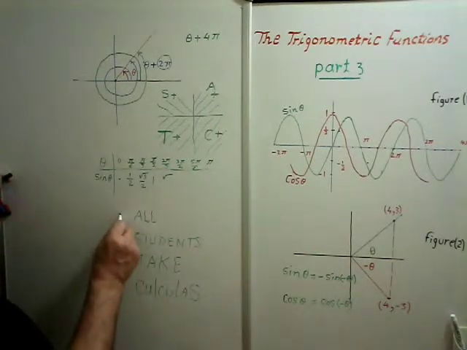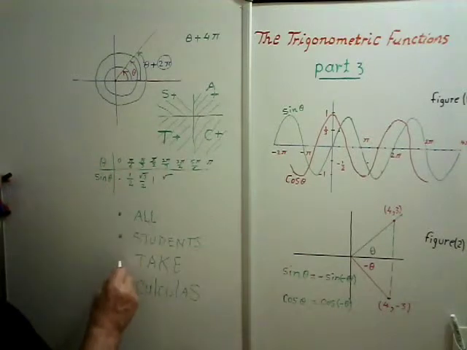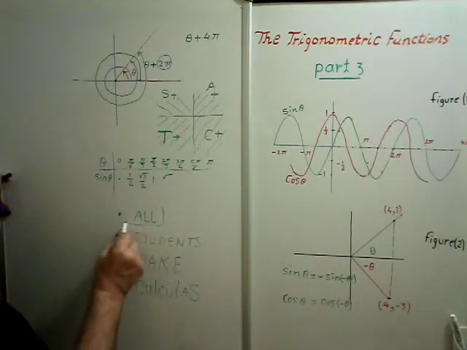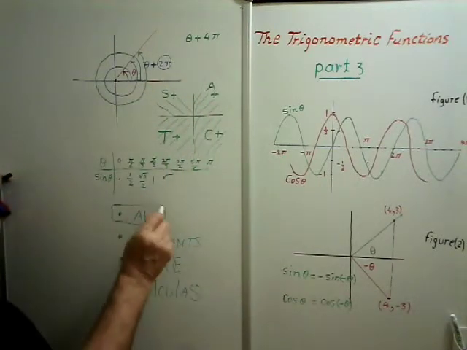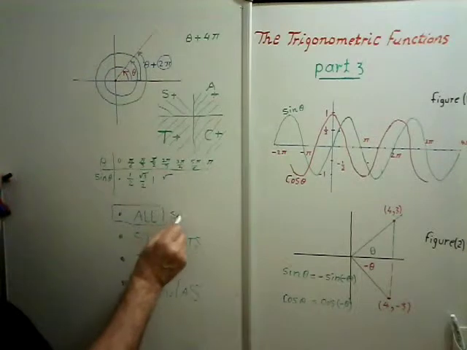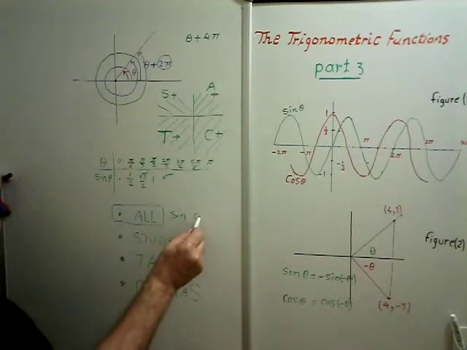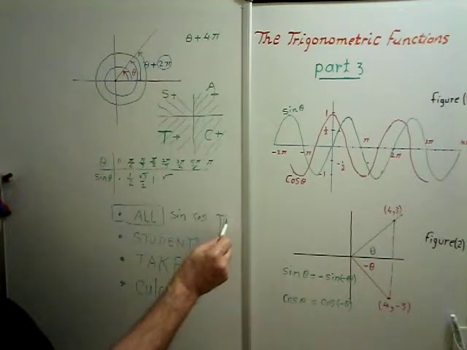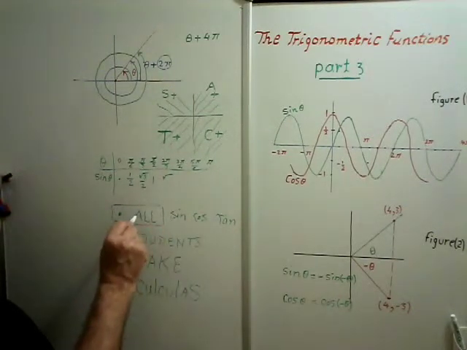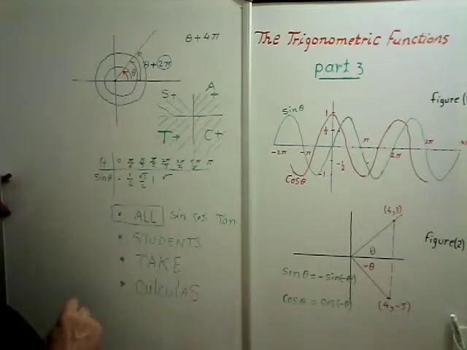So all students take calculus. All for the first quadrant. Plus. That means sine plus, cosine plus, tan plus. That means the word all.